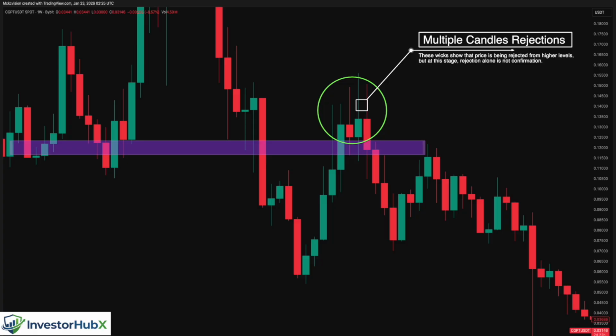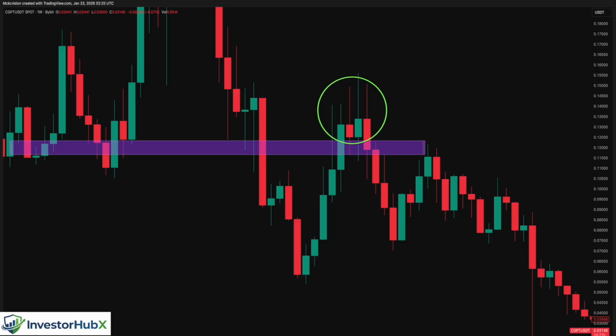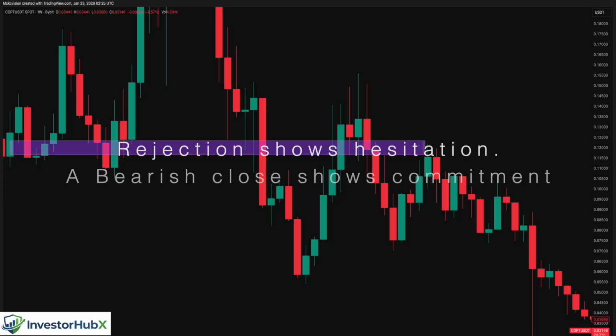Many traders will attempt to take a short trade immediately at this level. However, a more conservative and higher probability approach is to wait for a bearish red candle to close. That bearish close confirms that sellers are actually stepping in, rather than price simply reacting temporarily at resistance. Rejection shows hesitation. A bearish close shows commitment.